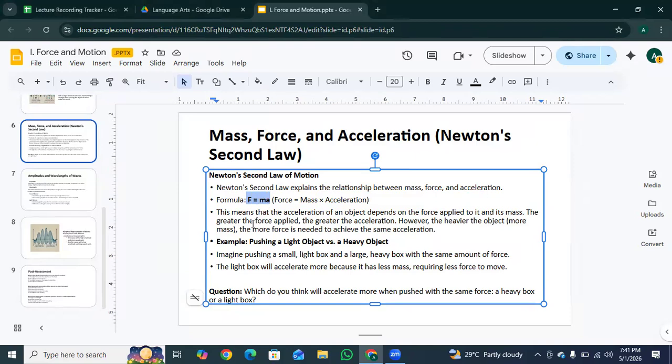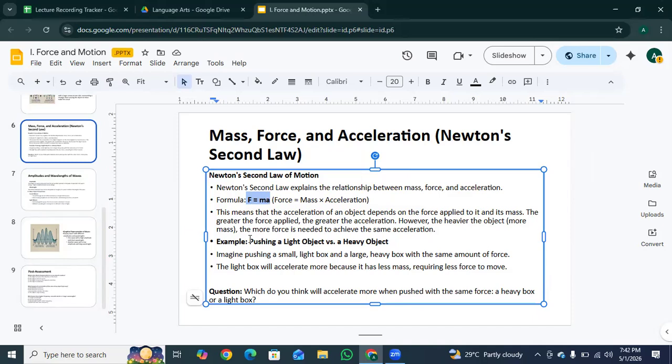So, this means that the acceleration of an object depends on the force applied to it and its mass. The greater the force applied, the greater the acceleration. However, the heavier the object, the more force is needed to achieve the same acceleration. So, basically, Newton's second law explains how force, mass, and acceleration work together.